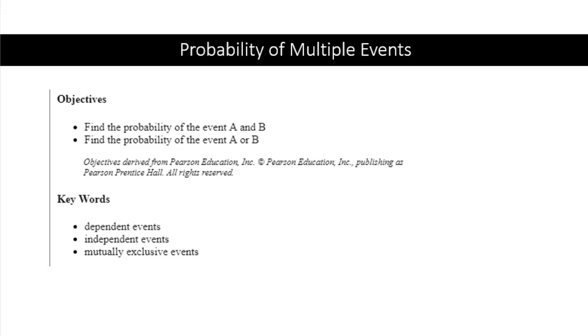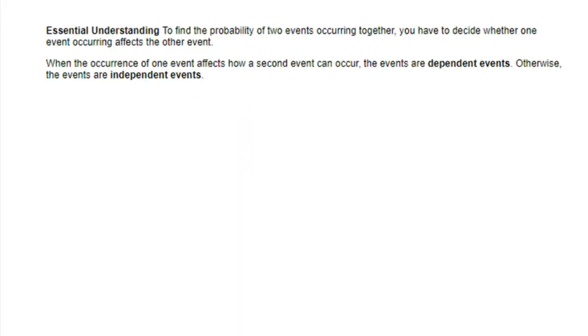Today in the probability of multiple events section, we are going to talk about the probability of event A and B occurring versus the events A or B occurring. So to find the probability of two events occurring together, you have to decide whether one event occurring affects the other event or not. When the occurrence of one event affects how the second event will occur, they are called dependent events. Otherwise, if they don't affect each other, they are independent events.